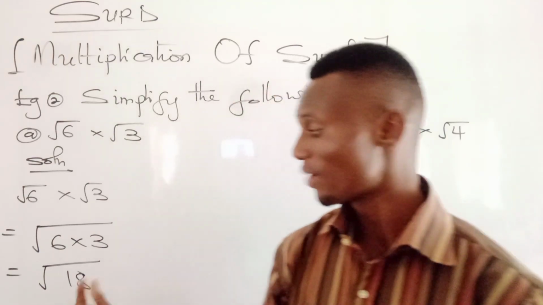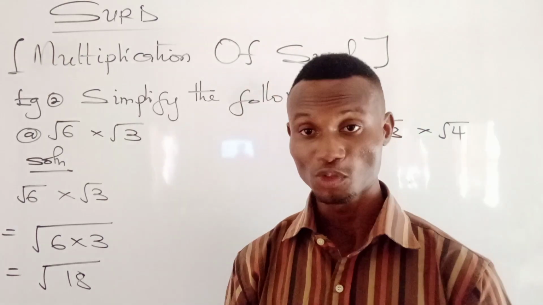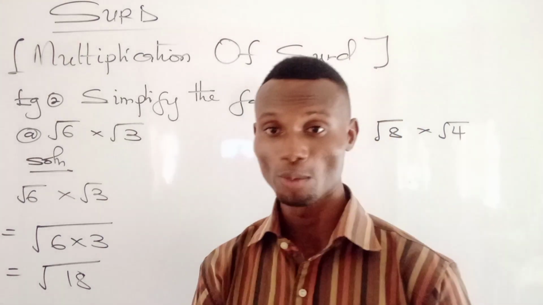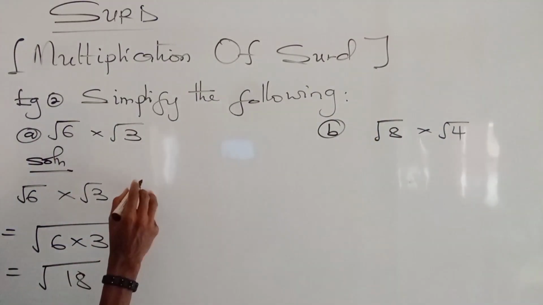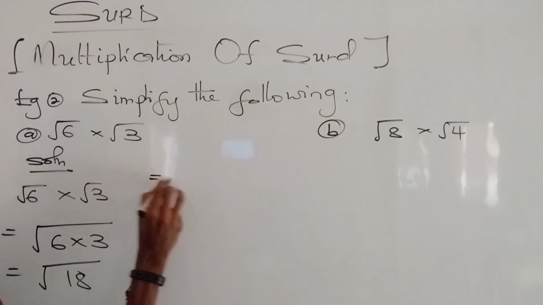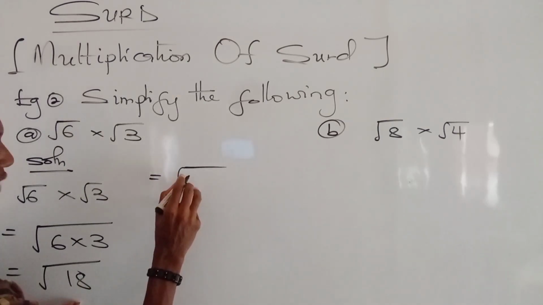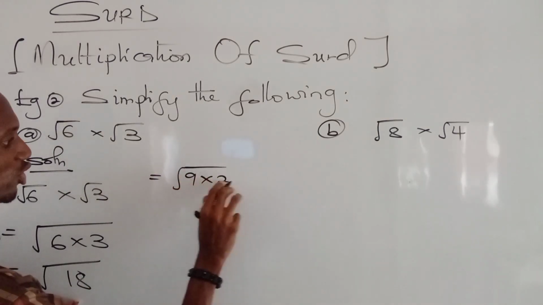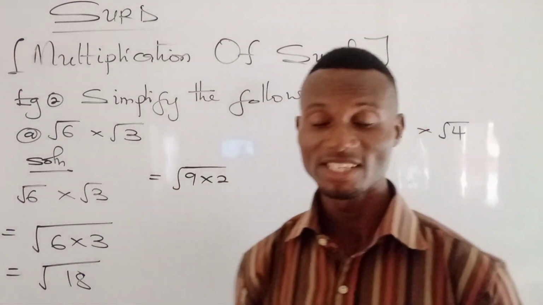So in place of the 18, we are going to write 2 times 9, or 9 times 2, which is the same thing because multiplication is commutative. So I'm going to repeat the square root sign and continue from here. I hope you are following. I'm going to repeat the square root sign, and the 18, I'll replace it with 9 times 2. I hope you agree with me up to this point.